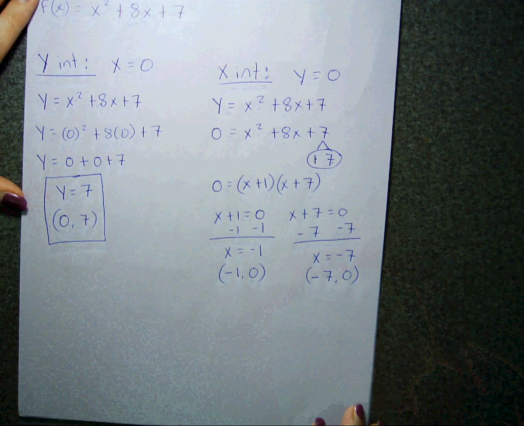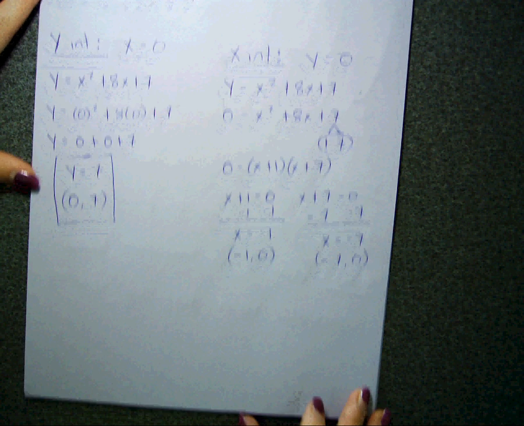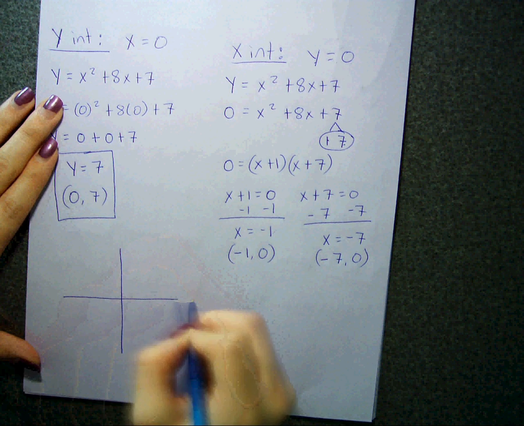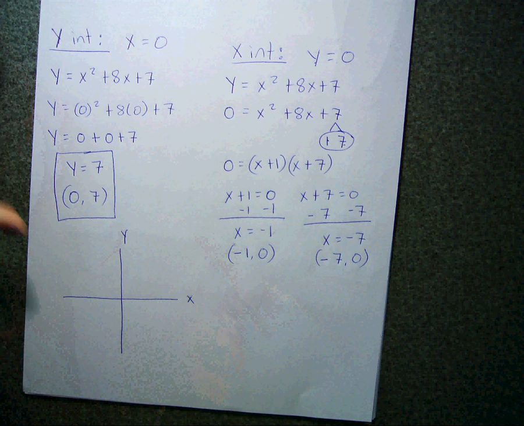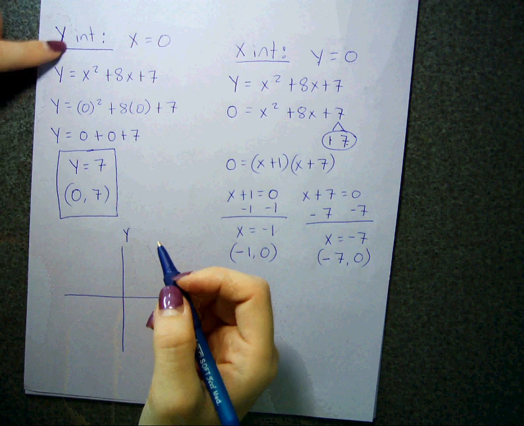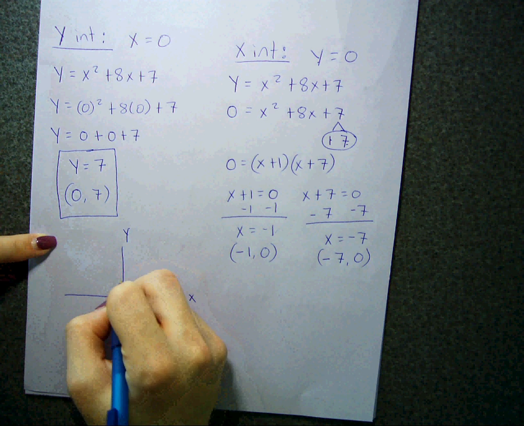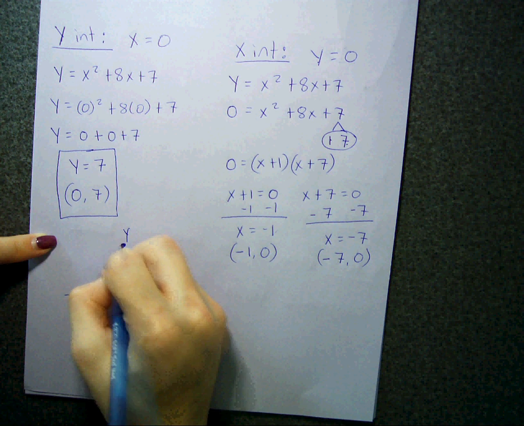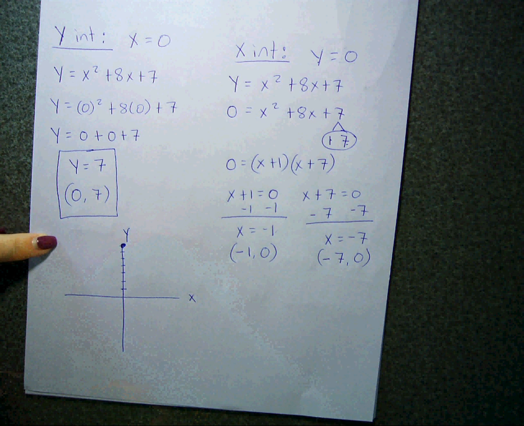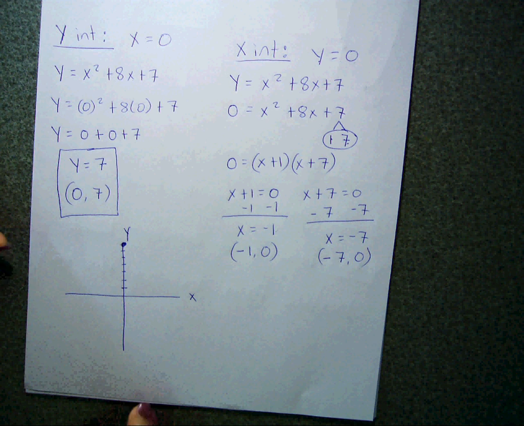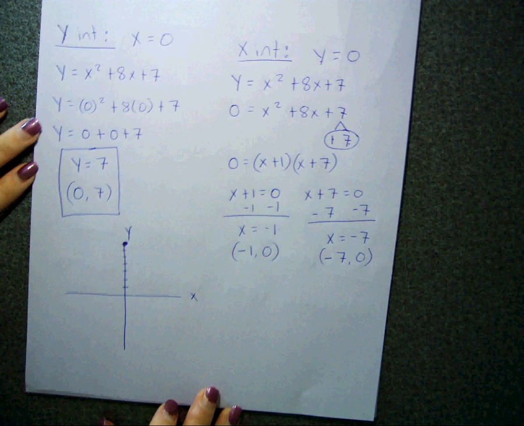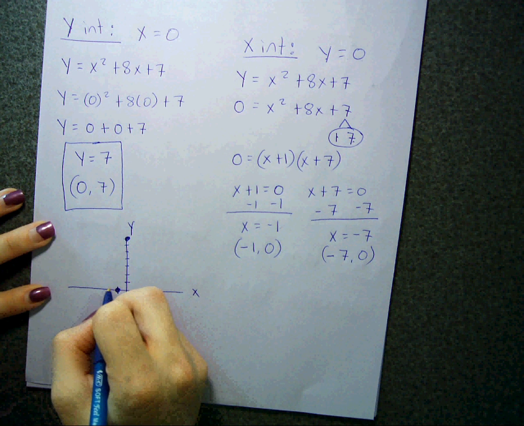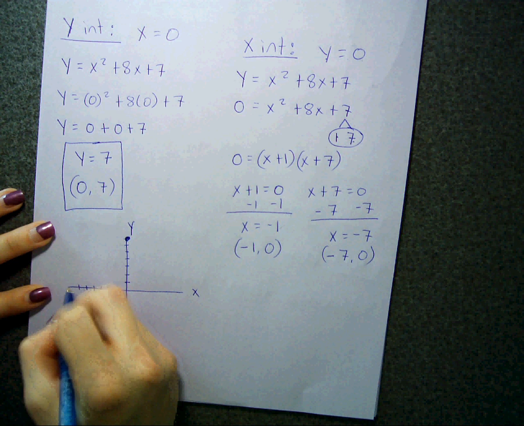Now, with this information, I can do a rough sketch of what that graph would look like. My x-axis, my y-axis. I know that my graph crosses the y-axis at 7. 1, 2, 3, 4, 5, 6, 7. So right here. And I know that the function, the parabola, crosses the x-axis at negative 1 and at negative 7. So 2, 3, 4, 5, 6, 7.